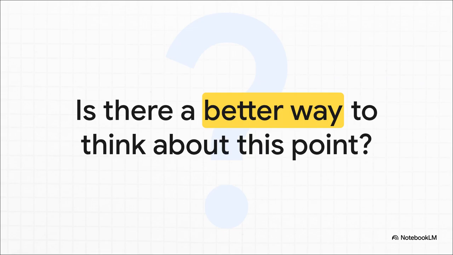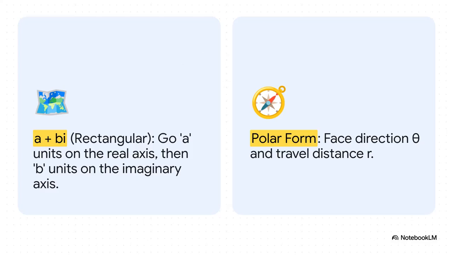So all that algebraic mess just begs the question, right? There has to be a better way, a more elegant, more visual way to think about these points. And there absolutely is. Let me put it this way. Think about giving someone directions. The old way, the a + bi way, is like saying, okay, go 3 blocks east, then turn and go 4 blocks north. But you could also just say, hey, face that way, northeast, and just walk 5 blocks. See? Both get you to the exact same spot, but the second way is just distance and direction.